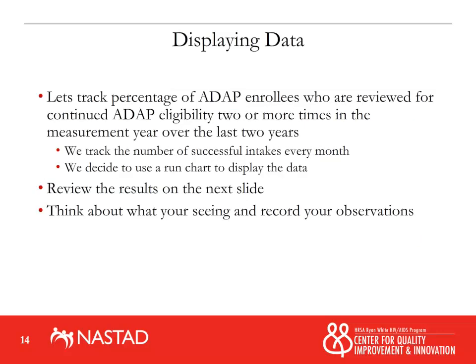As a hypothetical exercise, we're going to track the percentage of ADAP enrollees who were reviewed for continued ADAP eligibility 2 times in the measurement year over the last 2 years. So we'll track that number, we'll log it on a monthly basis, we'll look at it on the next slide, and think about what you're seeing and record your observations. In this case, just take a moment to look at the slide, linger on it, and mentally note how helpful this may or may not be to you.